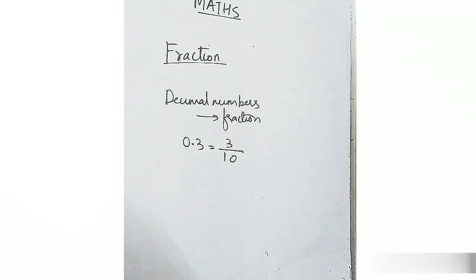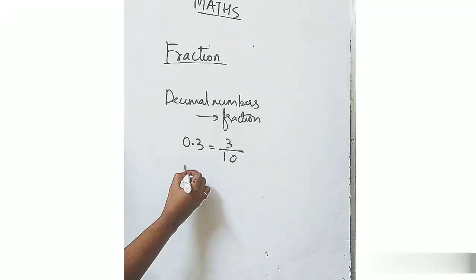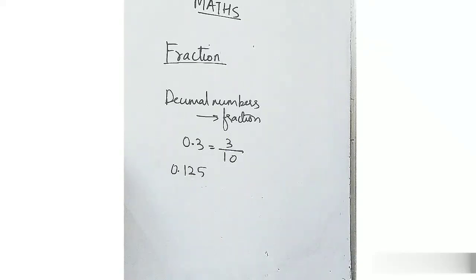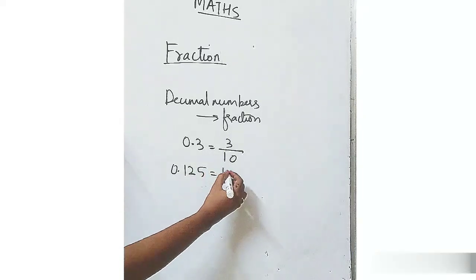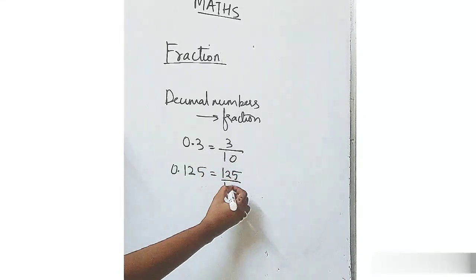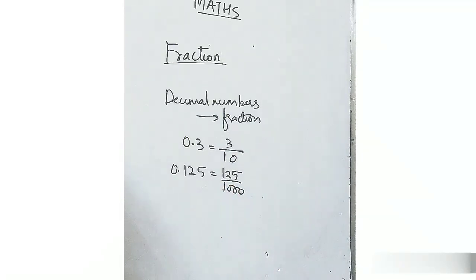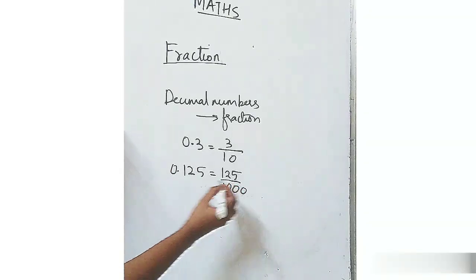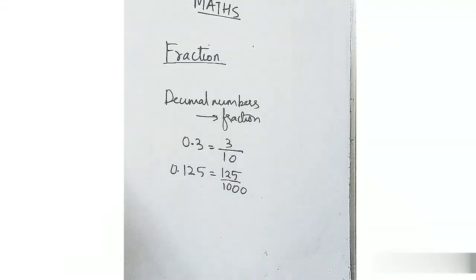Now I'll take a bigger one, like 0.125. How many digits do we have? 3 digits, students. So I can make it 125 upon 1000. Now you will have a question: can I simplify it? Yes, students, because 125 and 1000 come in the 5 table. In the 25 table also they come.